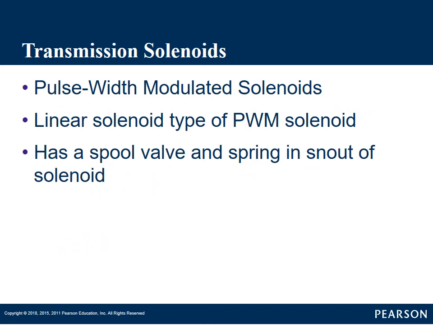A type of pulse width solenoid is a linear solenoid. It actually has a valve in the solenoid, a spool valve. It's not a plunger with a ball on the end of it like you've seen in a lot of our on-off solenoids. Many, if not most, of your pulse width solenoids are linear, and they're going to use a spring and a spool valve in the snout of the solenoid.